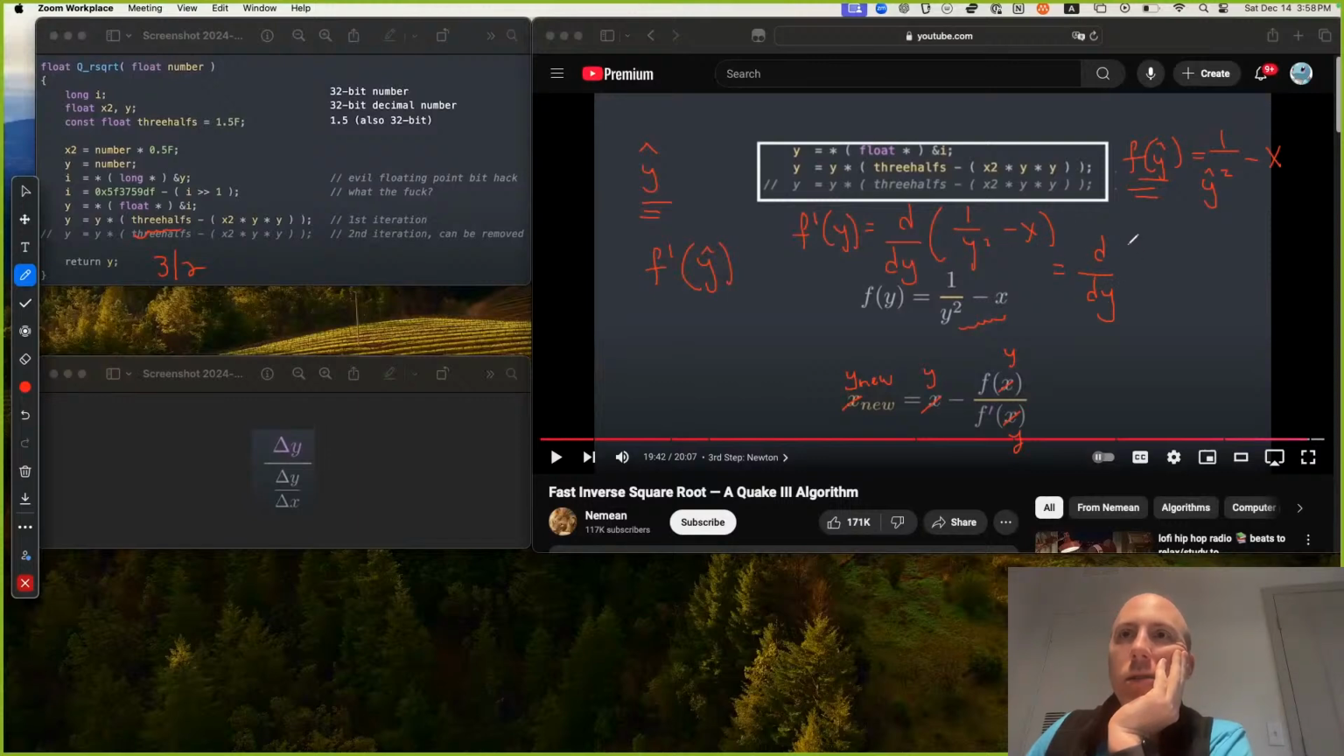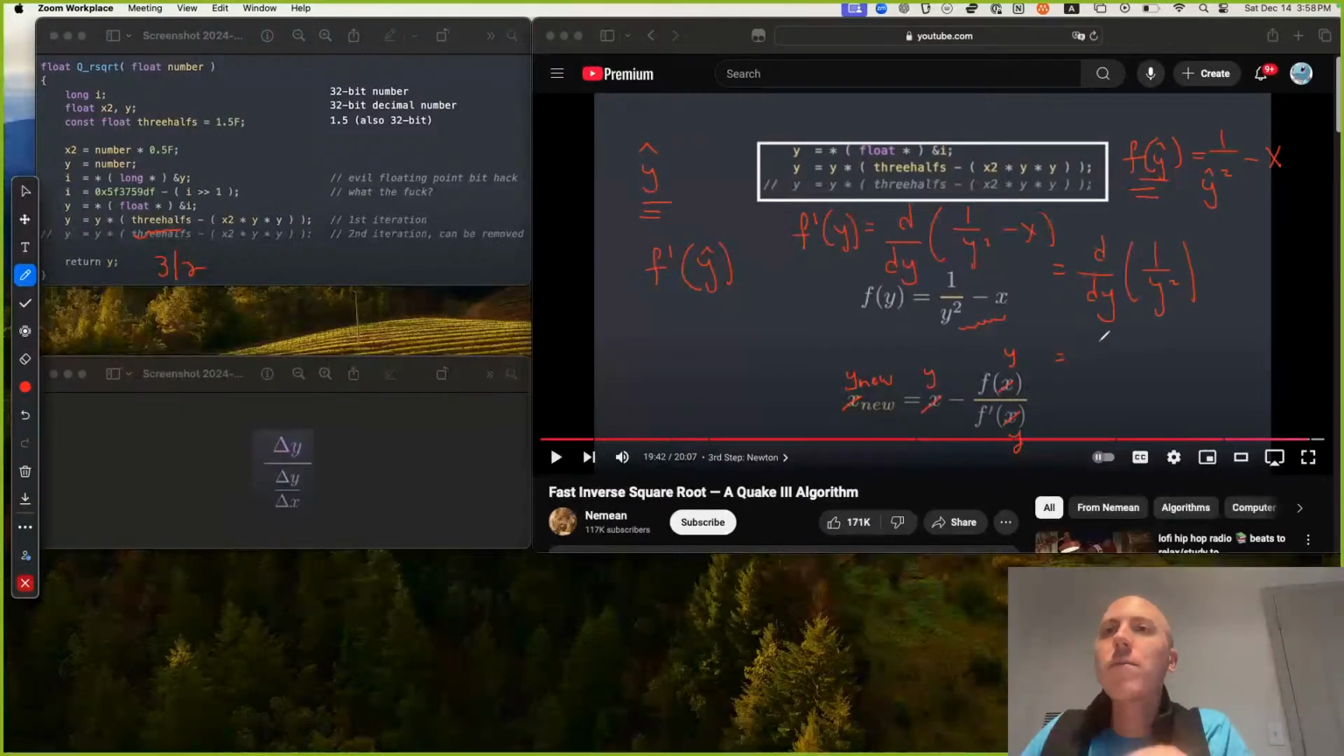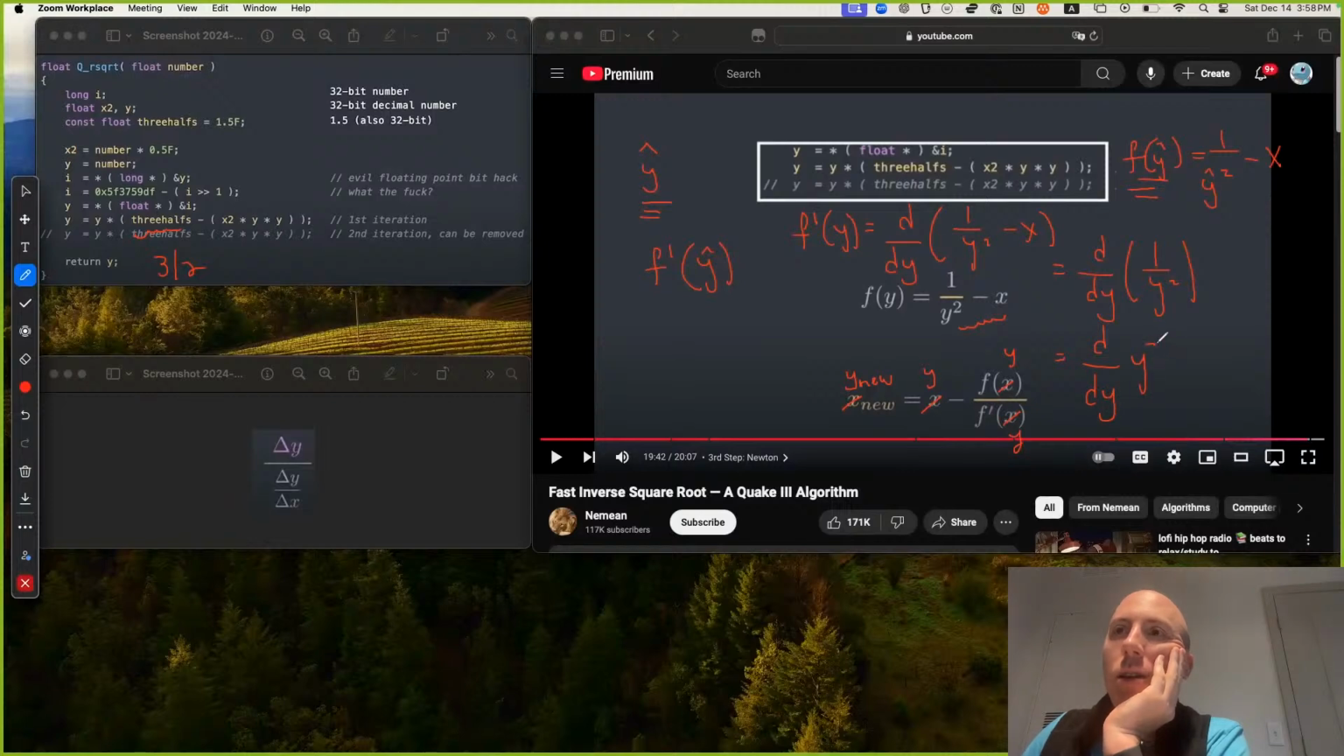Yeah, of 1 over y squared. And that's it. The x drops off here because it's taking the derivative of a constant. So this is equal to the derivative with respect to y of y to the negative 2. And I'm pretty sure that this is just negative 2 times y to the negative 3. Pretty sure that's what the derivative rule is.